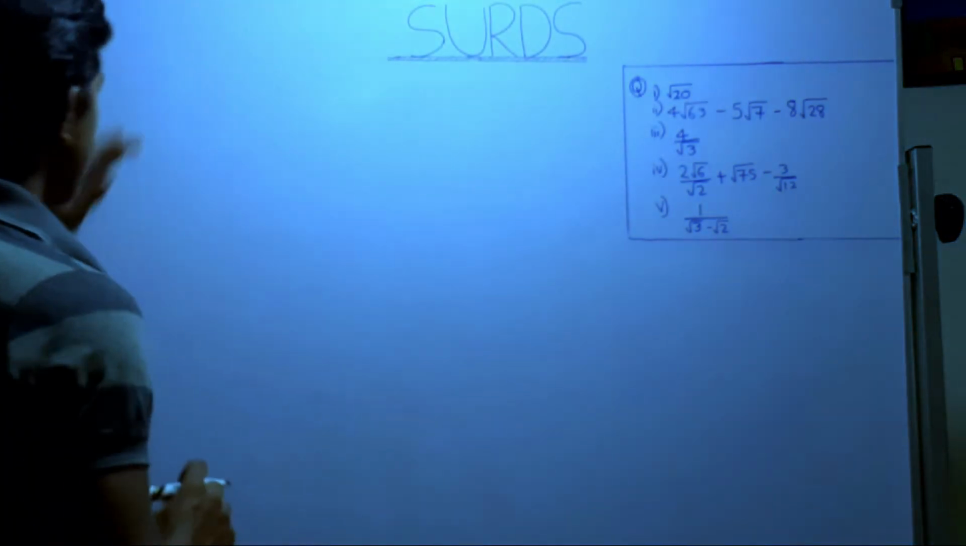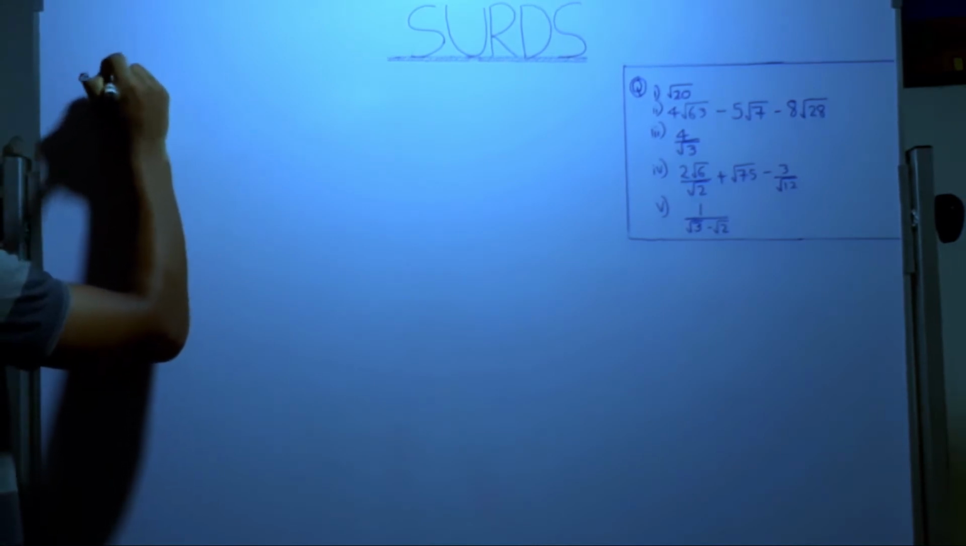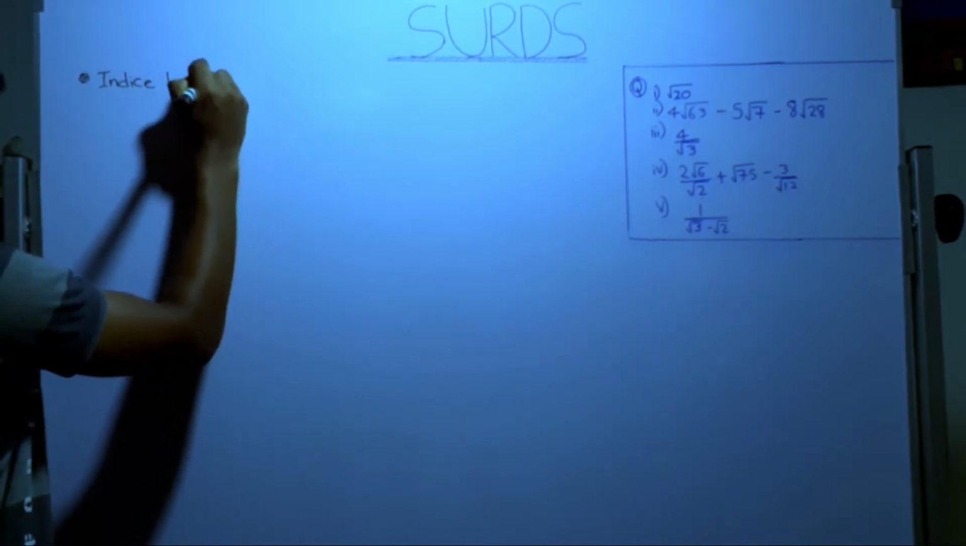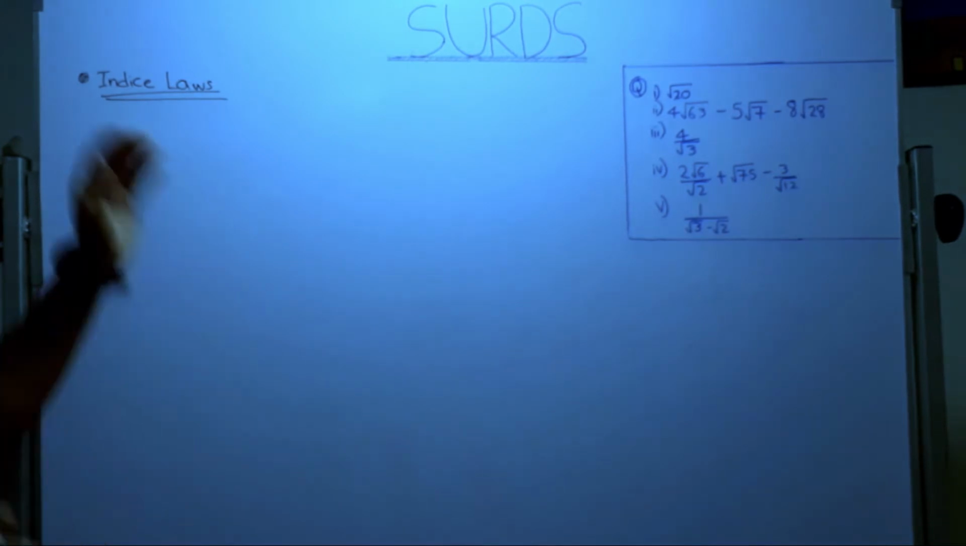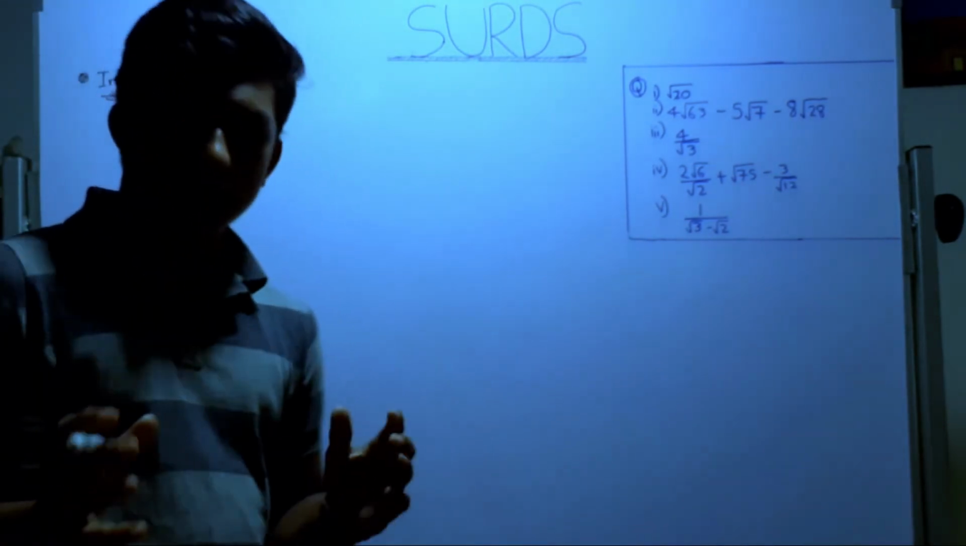Okay, so firstly we're looking into the laws of indices. Under these laws, we'll look into 4 different rules.